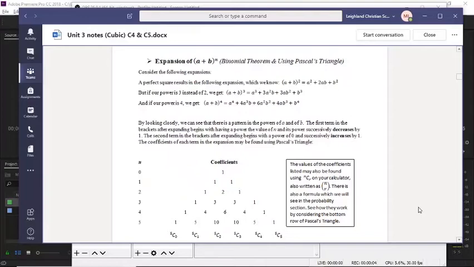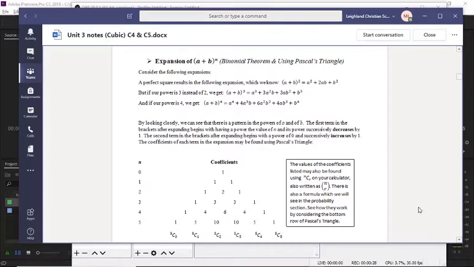Okay, so the next thing in our notes is looking at expansions of binomials, where binomial just means two terms. So we've got one term here and another one, and we're raising this expression to some power n. We expand these using what's called the binomial theorem.